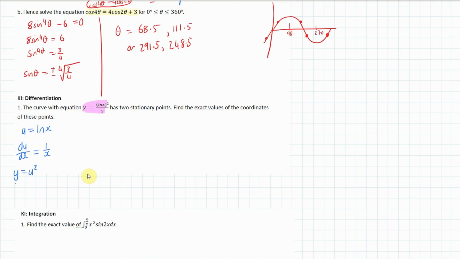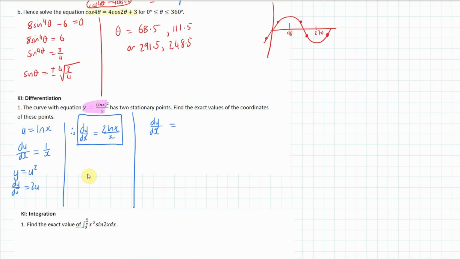Okay, so y equals u squared, so dy du should be equal to 2u, and therefore we can say that dy dx, if I'm fully differentiating that top line, is going to be equal to, just the top bit would be 1 over x, so it would be 2 ln x over x. Okay, so that's what it is when I differentiate the top bit. Now we can try the whole thing.